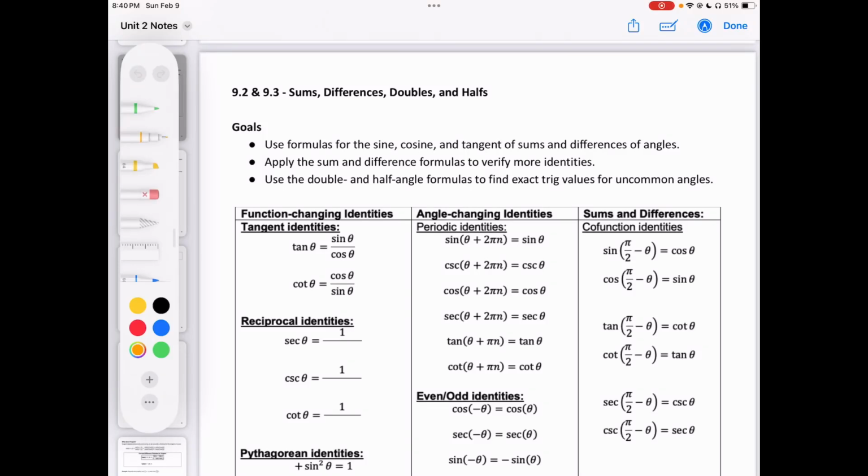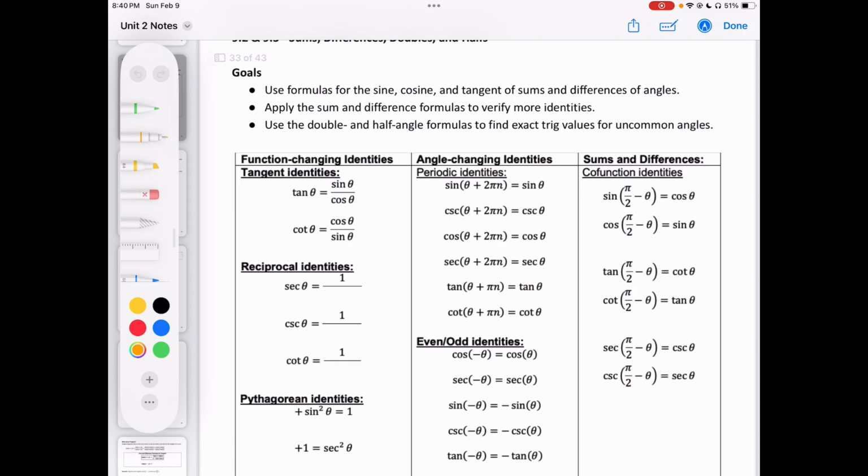All right, we've made it to the last section of Unit 2. This is 9.2 and 9.3, where we talk about the sum, difference, double, and half angle identities. I will tell you right now, it's a hefty section. I encourage you to take this in parts, okay? I would not go all the way through and then try to do these. I would really chunk it, okay?